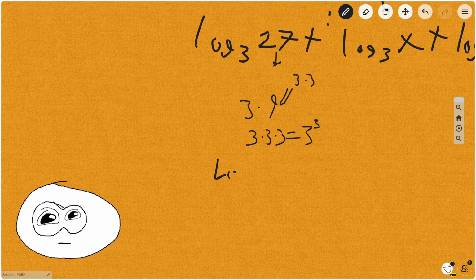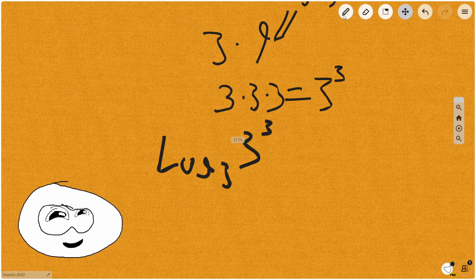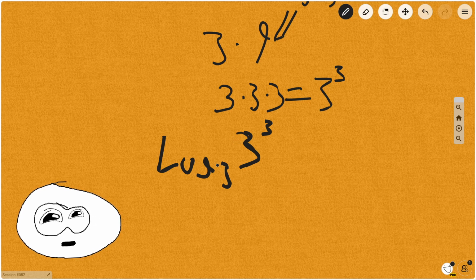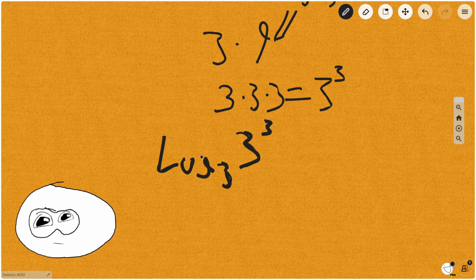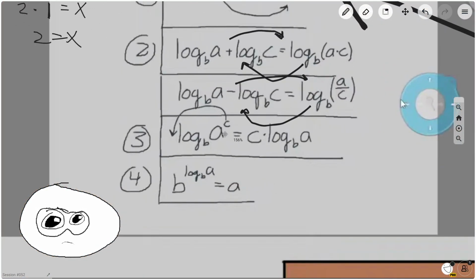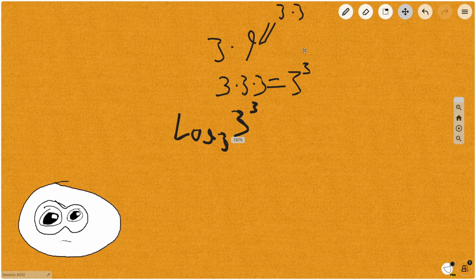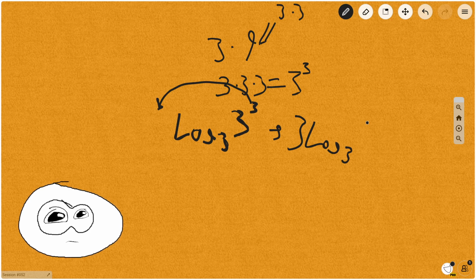Alright, here we go. So then we have log 3 of 3 to the power of 3. Well, look at this. It looks like some kind of jackpot, but no, it's just math. Using one of our previous rules, where we can take the exponent of a number, throw it to the front and multiply the whole thing by it, we could throw the 3 in front and get 3 log 3 of 3.